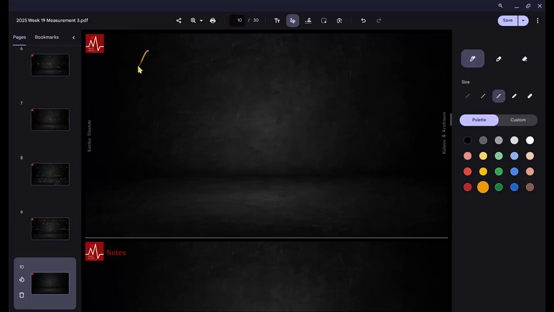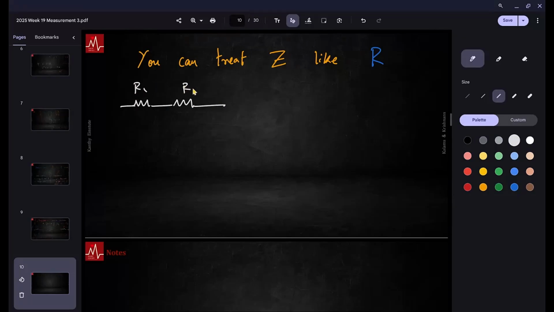Now, the rule is you can treat Z like R. What do I mean by that? Let's look at some quick examples. Now R1, R2, so that R equivalent is R1 plus R2.